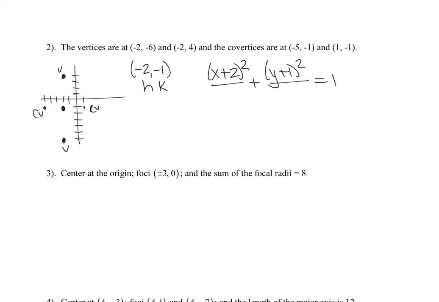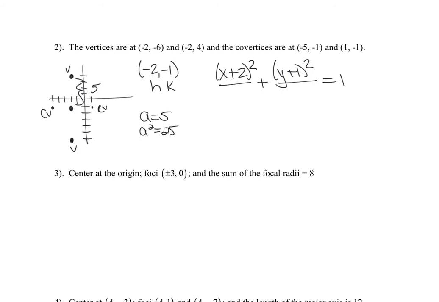So A is going to be my larger distance. So we said a minute ago that was 5. So if A equals 5, then A squared is 25. And then my shorter distance, where my covertices are, that is 3. So B is equal to 3. Therefore, B squared is equal to 9.